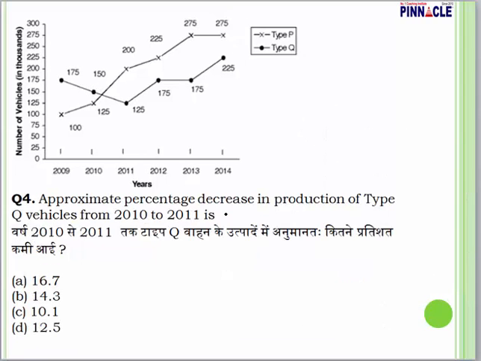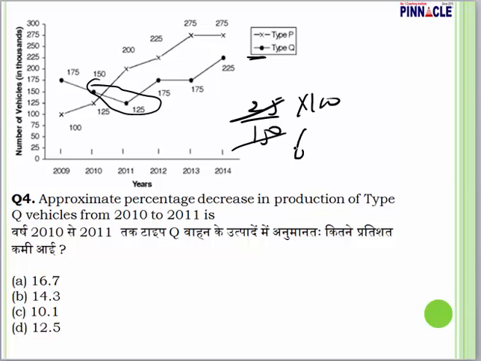Next question, question number 4. Approximate percentage of decrease in production of type Q vehicle from 2010 to 11. This is Q, and 2010, this is 10. So there are 25 less as compared to 150. 25 divided by 150 into 100 should be equal to 50 by 3. 16.7 should be the answer.